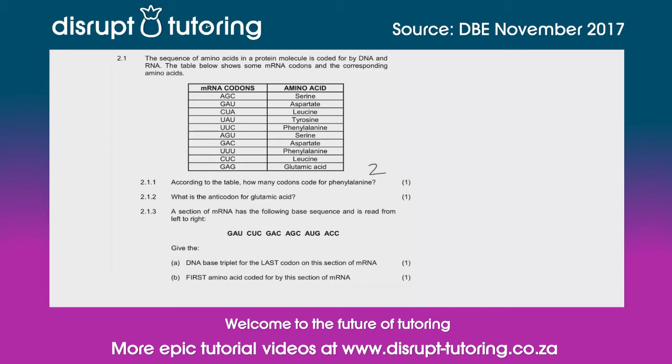2.1.2. What is the anticodon for glutamic acid? So let's look for glutamic acid. It's over here. Its original codon is GAG. So the anticodon, remember we're dealing with RNA, is going to be CUC.